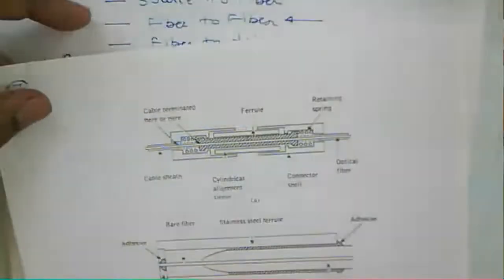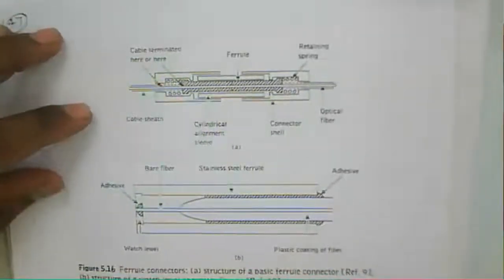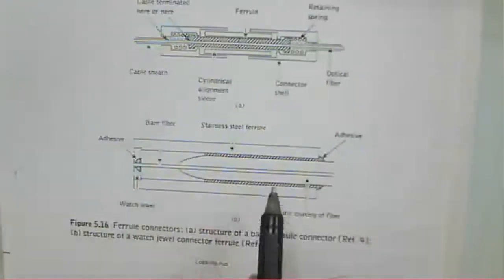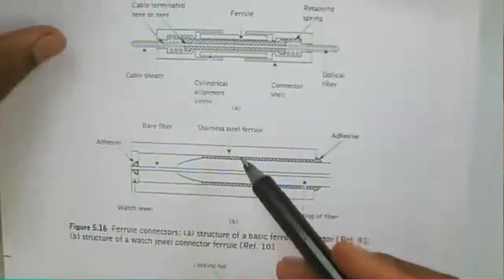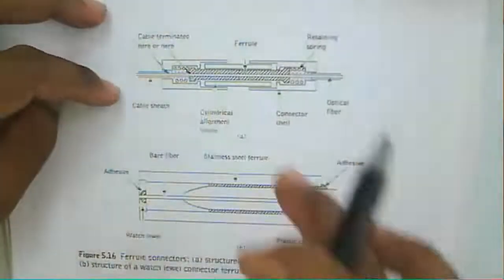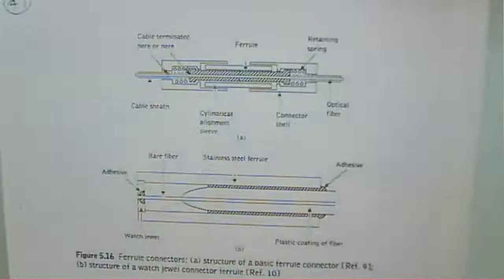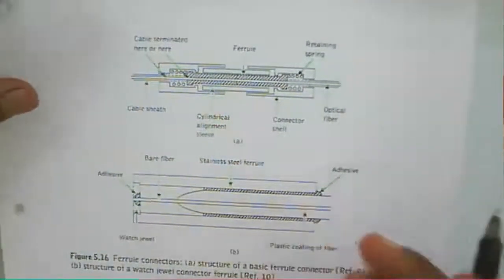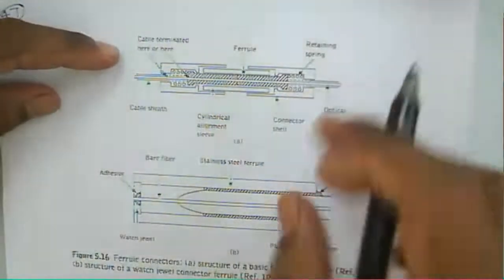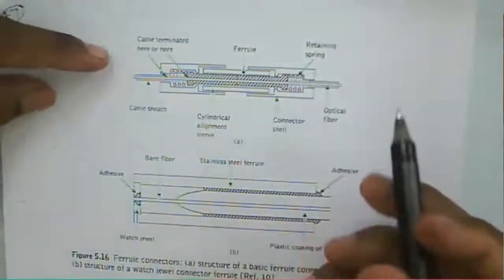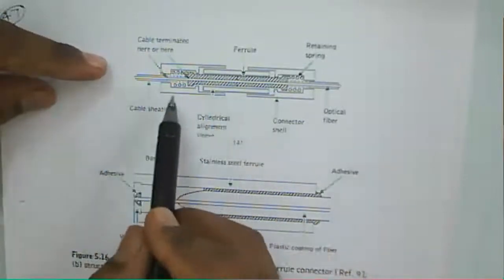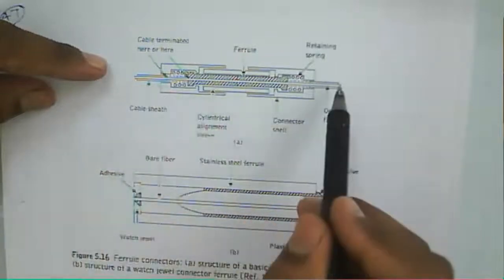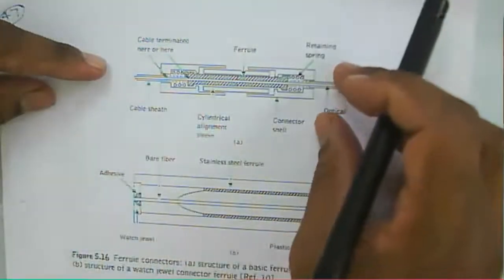The one connector here is a ferrule connector, the structure of a basic ferrule connector. This sample is taken from one of the books we have referred to. We have an optical fiber cable here, and this connector is used to join these two particular fibers.